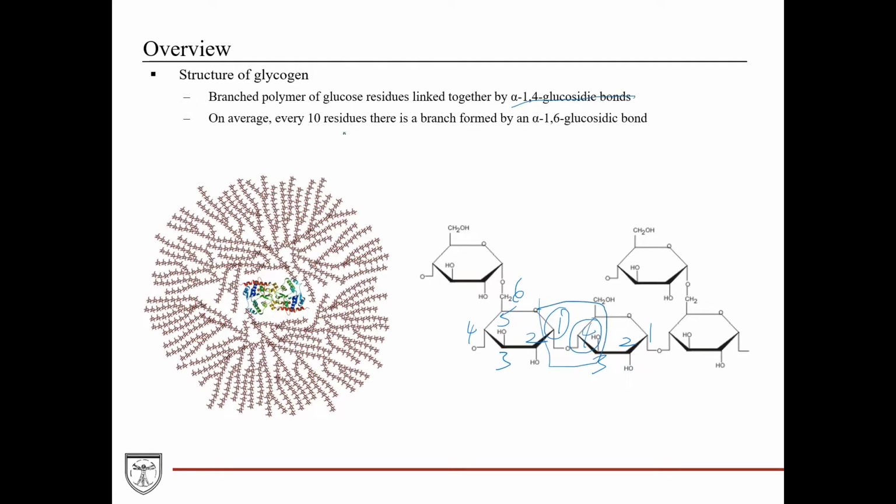Now, on average, every 10 residues or so, there's a branch formed by a different type of bond, this alpha-1,6 glucosidic bond, and that's shown in this diagram here. Now, this diagram is just simplistic because it just wants to show you the different types of bonds. In glycogen, this would usually be more spaced out. So again, 1, 2, 3, 4, 5, 6 here, and then this is the first carbon here. So 1,6, alpha-1,6 glucosidic bond.